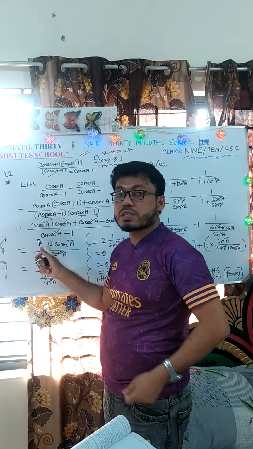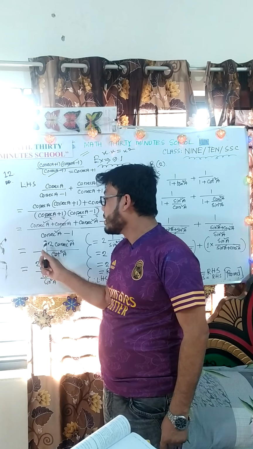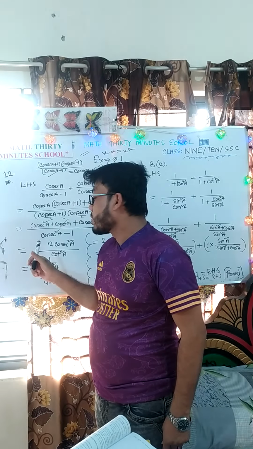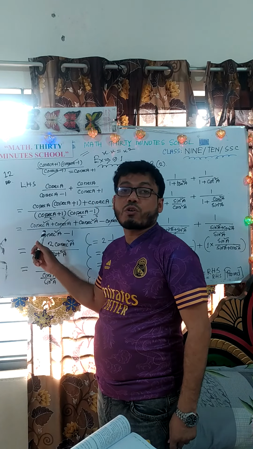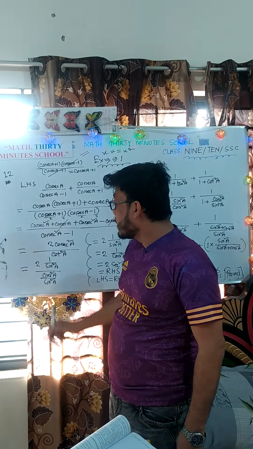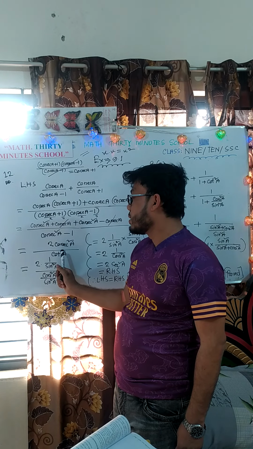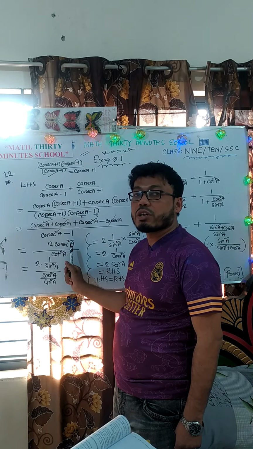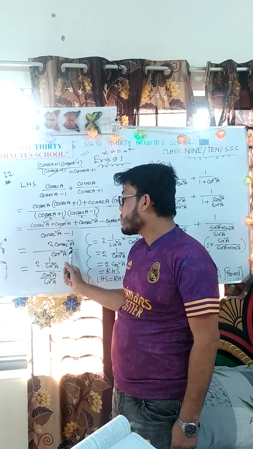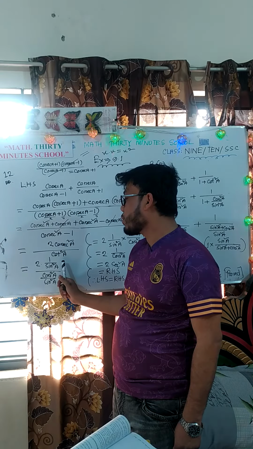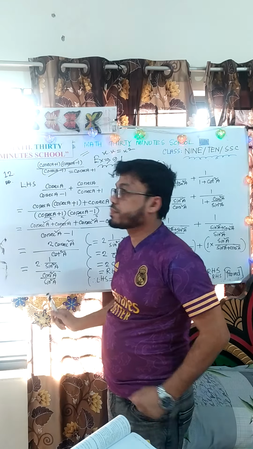This is a category C formula. Cosec square A minus cot square A equals 1, we know, so cosec square A minus 1 equals cot square A. Now we can use another trigonometric formula at the numerator. We know cosec A equals 1 by sin A, so cosec square A equals 1 by sin square A. Similarly, we can write cot square A equals cos square A by sin square A.